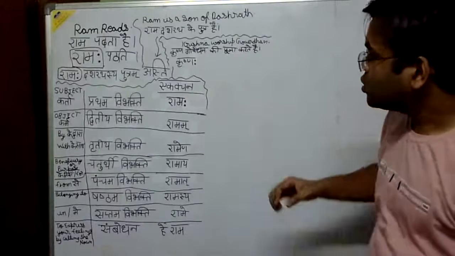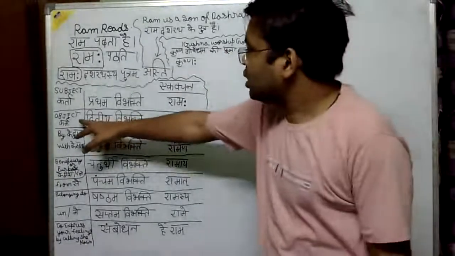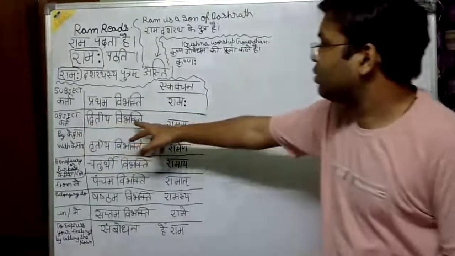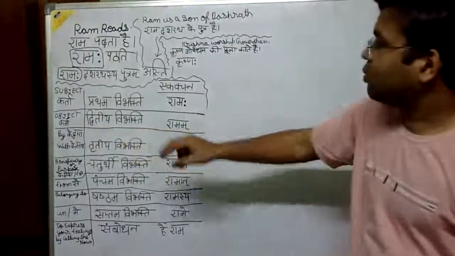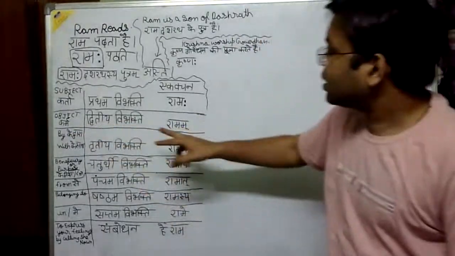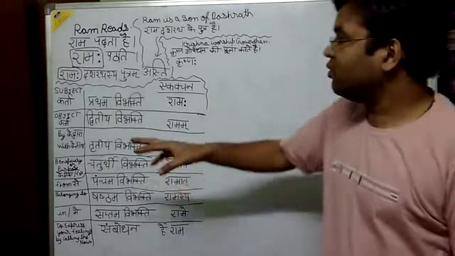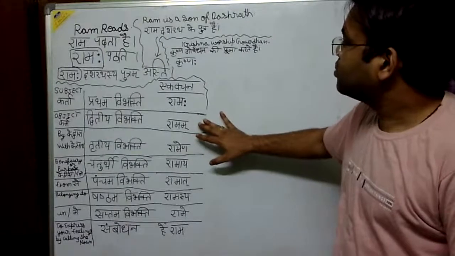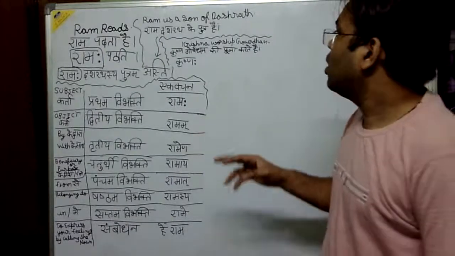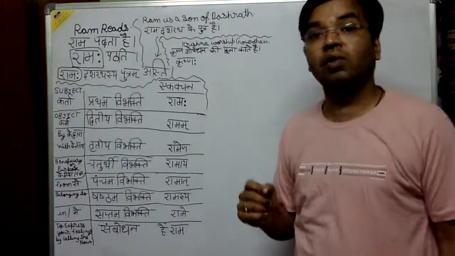Govardhana. So for denoting the object, we use Dvitiya Vibhakti. And what is the Dvitiya Vibhakti for Ram? Ramam. Dvitiya Vibhakti for Ram, in the Ekavachan, we use Ramam.